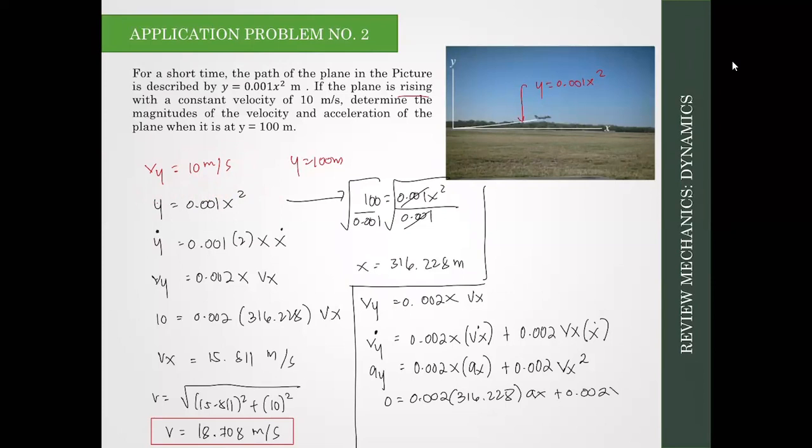And then, AX nga pala. So VX natin is 15.811 squared. Okay? So solving, AX natin, ang value niya will be equals to 0.002 was 15.811 squared divided by 0.002 times 316.228. Our answer is 0.791 meter per second squared.